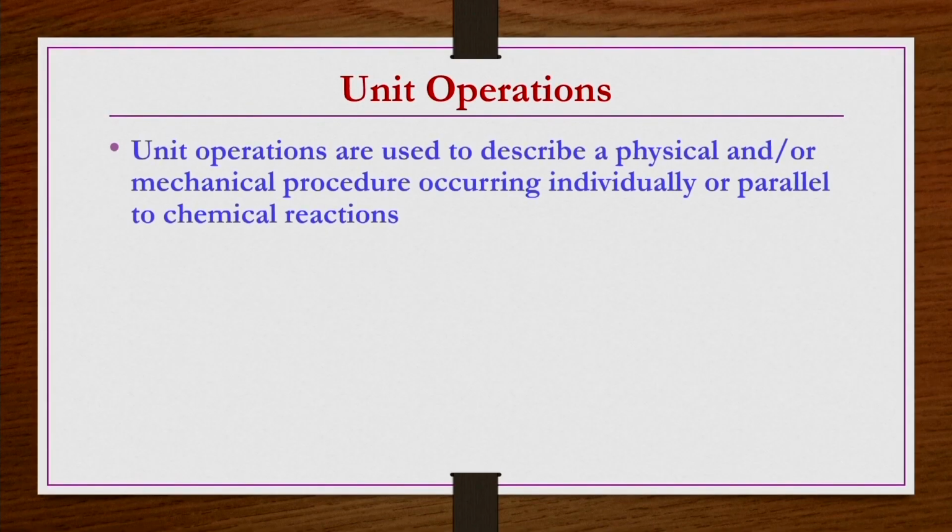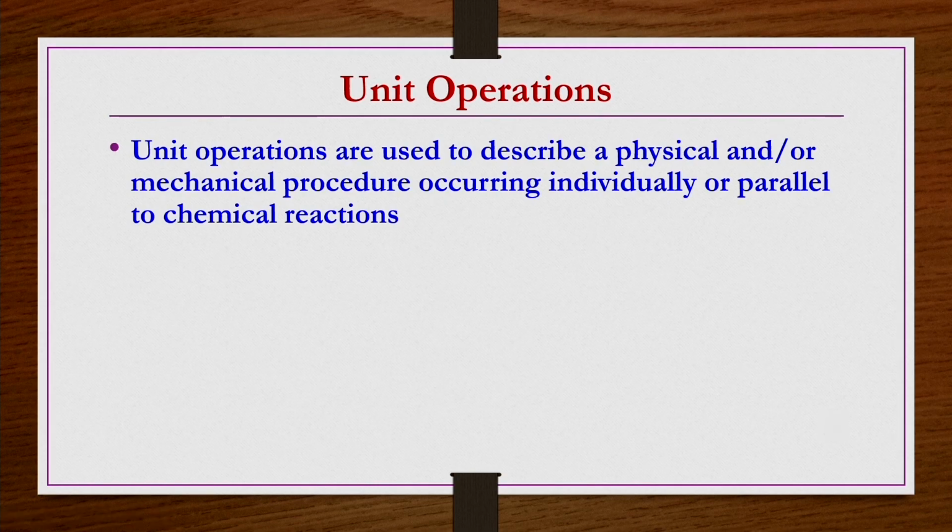So those unit operations we can also separate in different ways. But however, first we see the definition, what is a unit operation. Unit operations are in general used to describe a physical or mechanical procedure occurring individually or parallel to chemical reactions, right. That is what we understand. That is, in the chemical plant, other than the reaction part, almost everything else involves one or another kind of unit operation. That is what basically we can say.